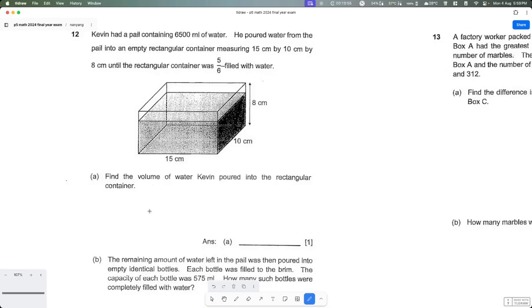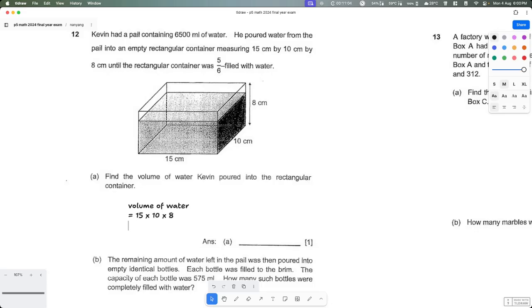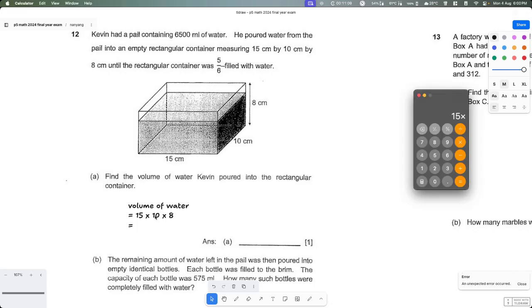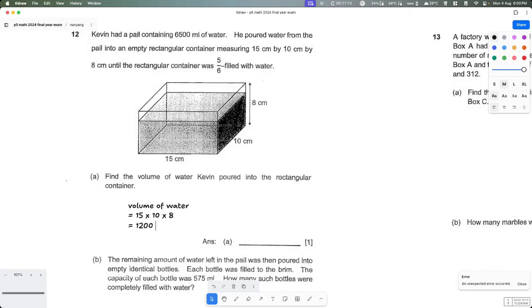Basically what we want to do is get the volume of water, which is equal to 15 times 10 times 8. Let's use the calculator. 15 multiplied by 10 by 8 is 1200 centimeter cube. Then water is 5/6 full, which is equal to 1200 multiplied by 5/6. Let me just put it here.